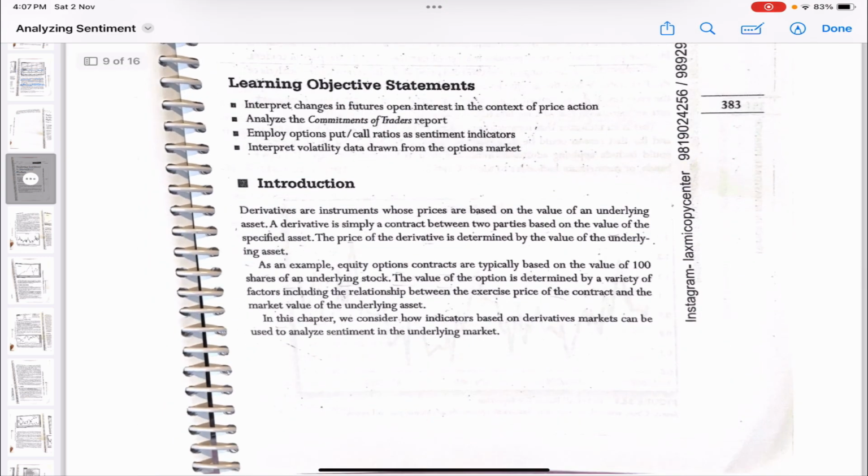So in the previous chapter, we saw how we interpret sentiments in the stock market, and in this video we'll be seeing how to interpret the sentiment in the futures market or options market, or let's just group them together and say the derivatives market.